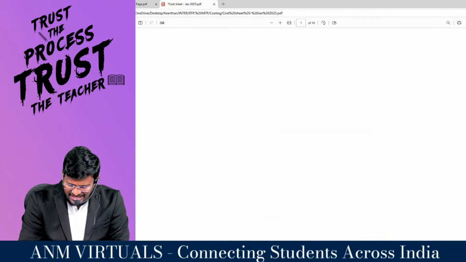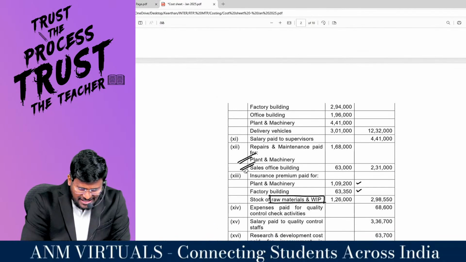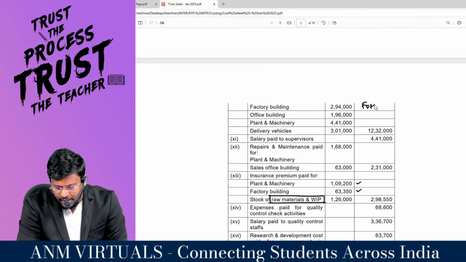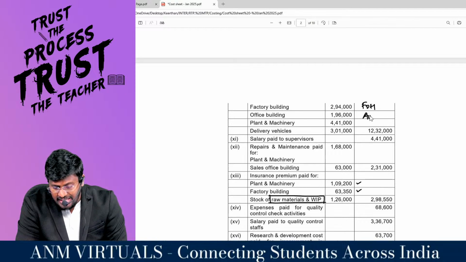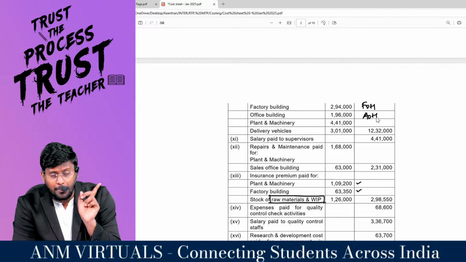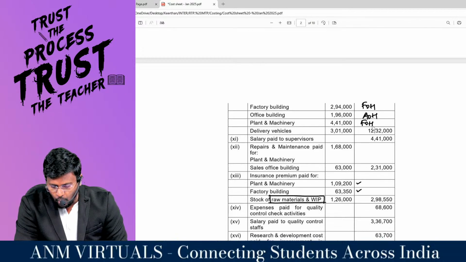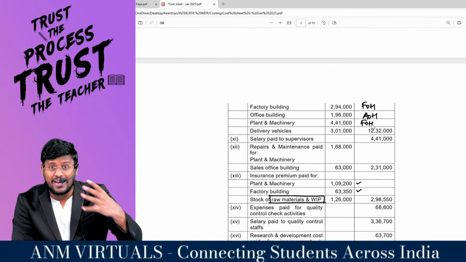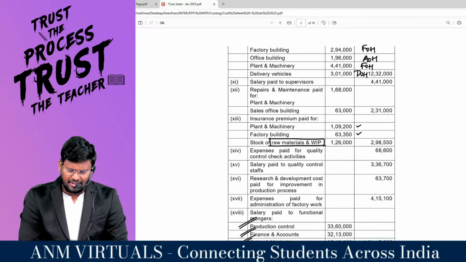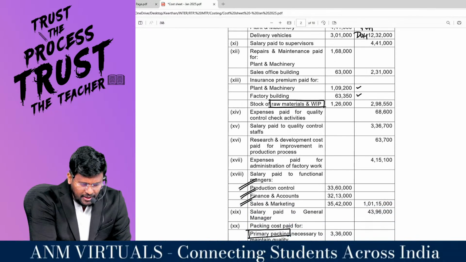Sir, depreciation on, look here, various depreciation they have given. Factory building means factory overhead. Office building means administration overhead. Plant and machinery, where will plant and machinery be? In the factory. So factory overhead, my dear lovable students. Delivery vehicle is selling and distribution overhead. Super, sir. Fantastic, sir.